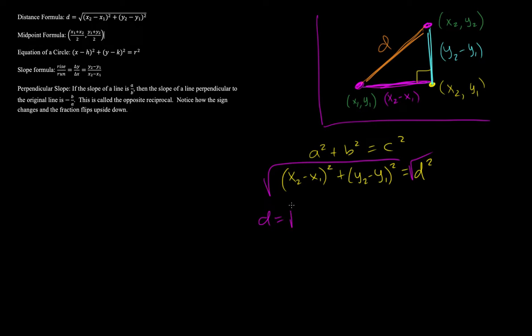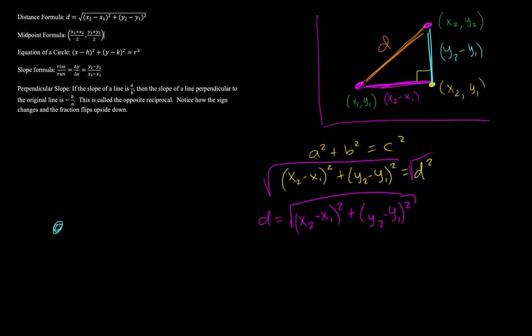That leaves us with d is the square root of the quantity x2 minus x1 squared plus the quantity y2 minus y1 squared, and that's our distance formula. So it looks a little more complicated than the Pythagorean theorem, but that's really just the heart of it. That's what we have.